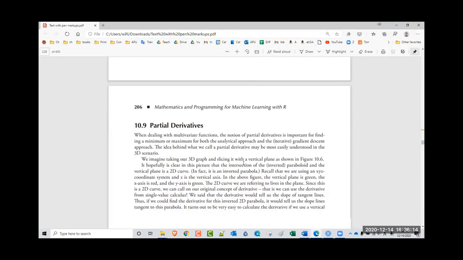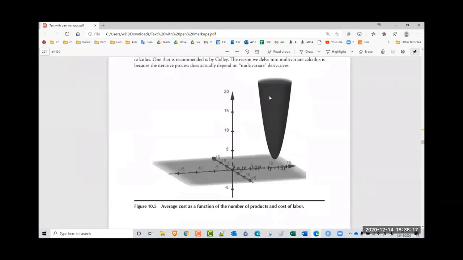Okay, so now suppose we have this picture. How many variables are involved in this drawing?